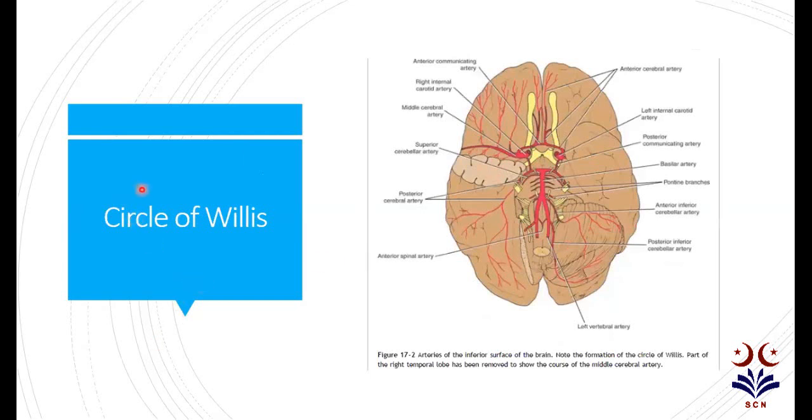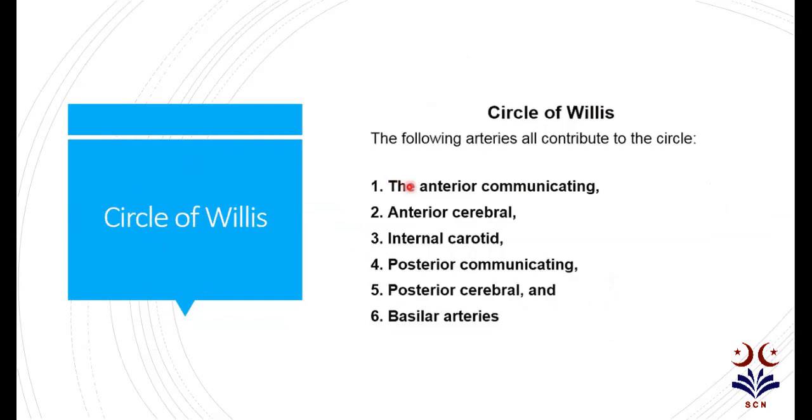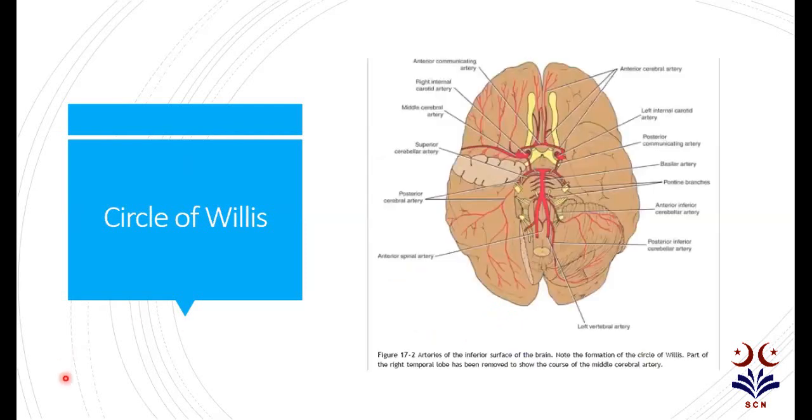Let's focus on the circle of Willis. First of all, you remember the 6 arteries in the formation of the circle of Willis. What are they? You can get a question to write down the 6 vessels or 6 arteries forming the circle of Willis. These are the anterior communicating artery, anterior cerebral artery, internal carotid artery itself, posterior communicating artery, the posterior cerebral artery, and the basilar artery itself, right? So these are the 6. You remember the names, and identify these structures in this picture.